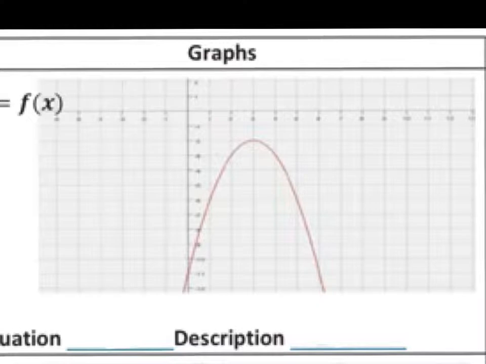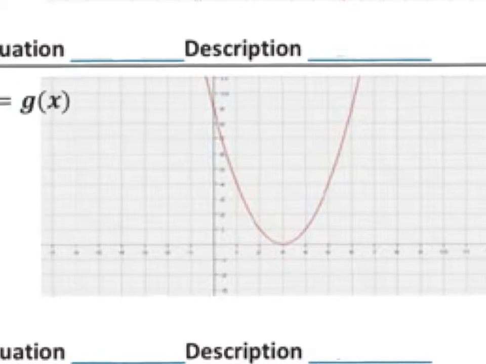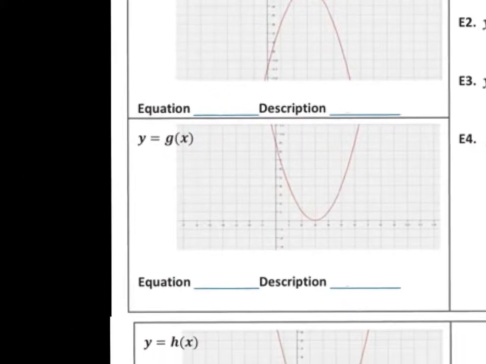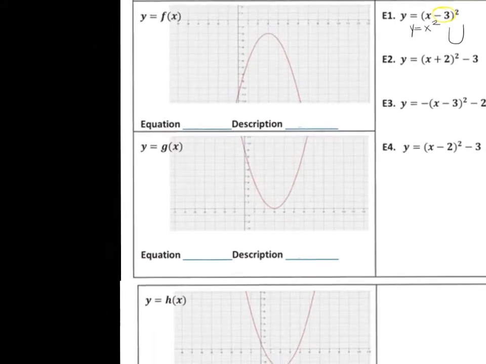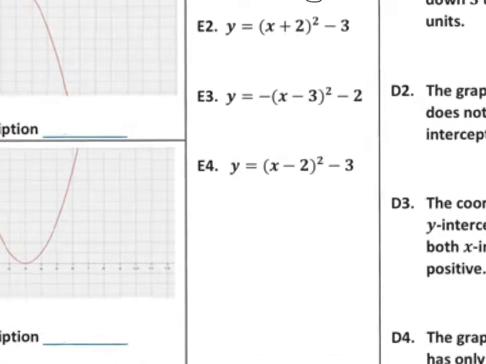Does x squared open up or down? It opens up. This one opens down. This one opens up. Has it been moved 3 places to the right from the origin? Yes, it has. So that's the one. And we can insert E1 in here. That one's finished. Let's go to this one.